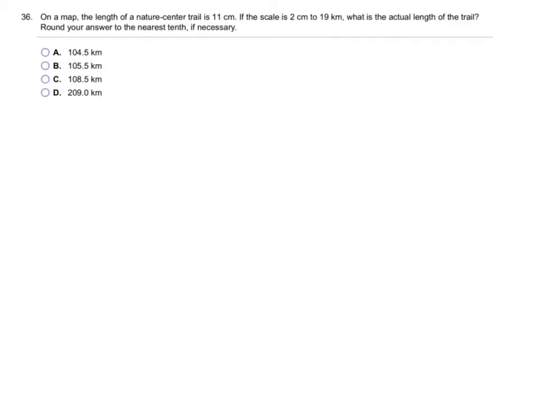Question 36. On a map, the length of a nature center trail is 11 centimeters. If the scale is 2 centimeters to 19 kilometers, what is the actual length of the trail? Round your answer to the nearest tenth if necessary. To solve this problem, we're going to set up a proportion. We're told that the scale is 2 centimeters to 19 kilometers.